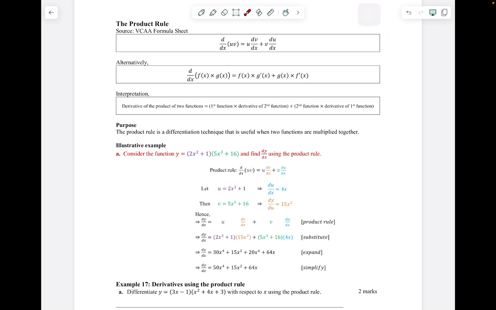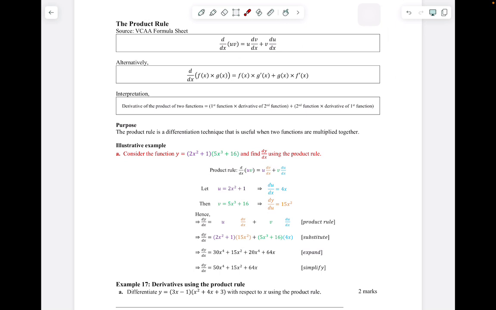From the VCAA formula sheet, we can see that this is the particular formula that's given to us. It shows us that we are differentiating u times v. So in between the u and v, there's a multiplication sign. That would equal u times the derivative of v plus v times the derivative of u. And in between, there is a plus. So that's a main characteristic.